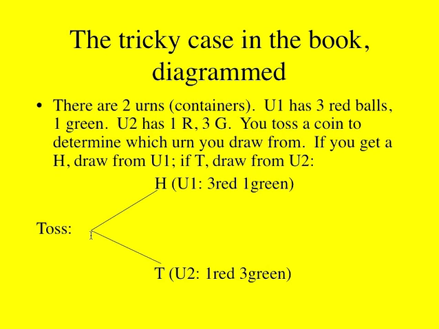So you toss a coin, first branch, if you get heads, you draw from urn 1. Urn 1 again, 3 red, 1 green. The other branch, if you get tails, you're drawing from urn 2, 1 red, 3 green, right? That's just the proportions. Okay.